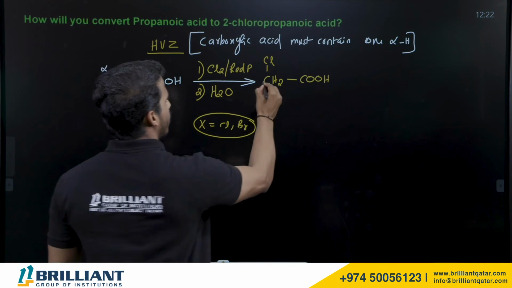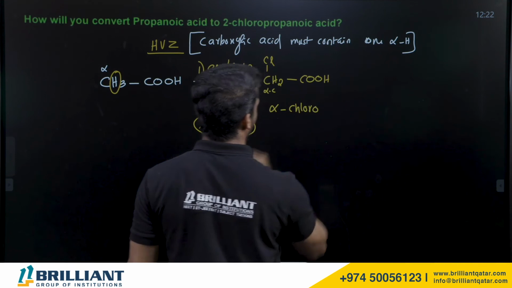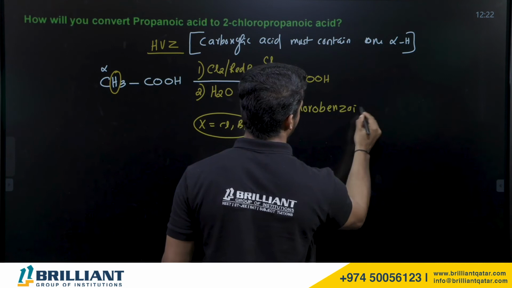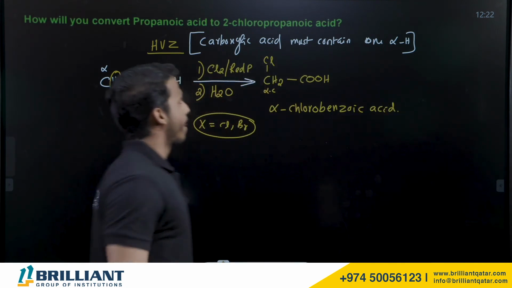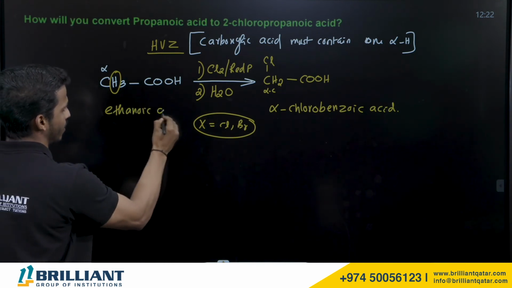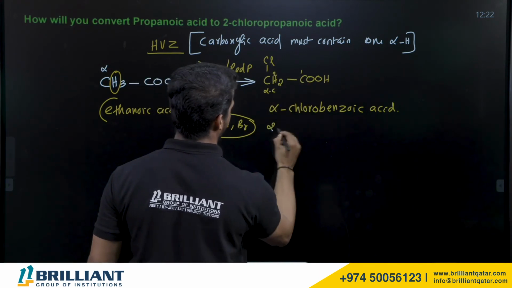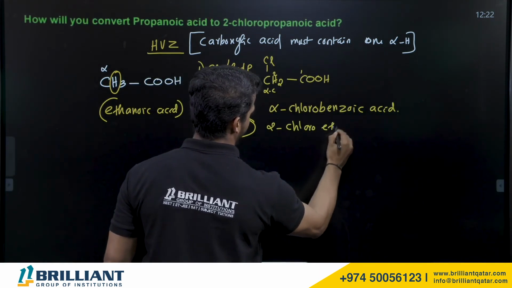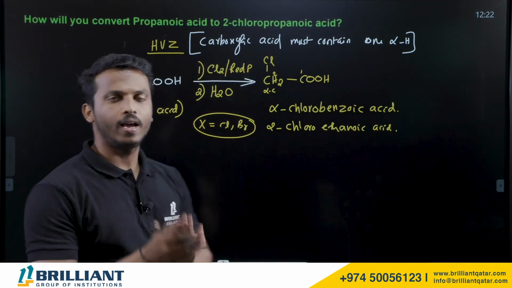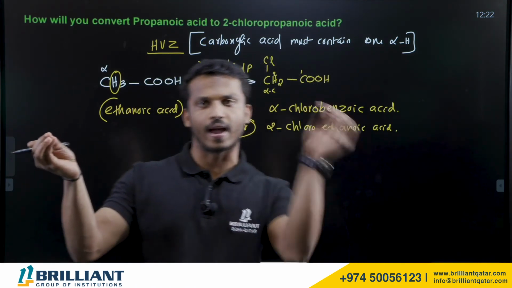So this is the alpha carbon, right? It is called alpha chloro because the alpha carbon contains one chlorine. What is the name of this acid? This is ethanoic acid, right? And what is the name of this one? This is 2-chloroethanoic acid. So this is called our HVZ reaction. A carboxylic acid, if it contains an alpha hydrogen, you can remove one alpha hydrogen and add one chlorine or bromine.